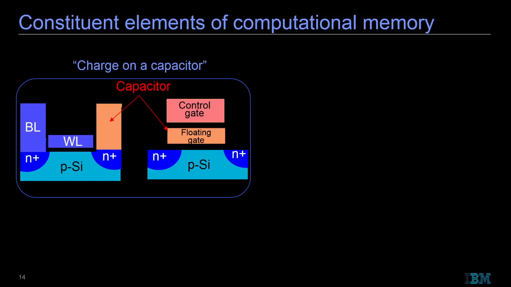So the presence or absence of charge is what determines the logical state of 0 and 1, right? Clearly, this is the way we have been storing information for decades now. I mean, Dennard invented the DRAM in 1966, right? Think about that. So that is how we have been storing information.